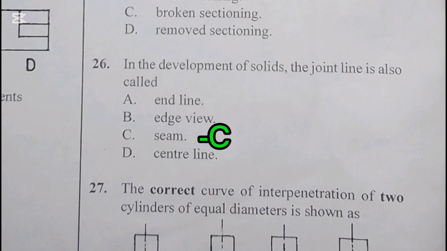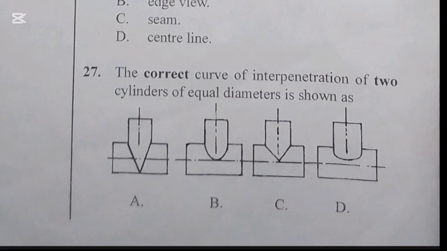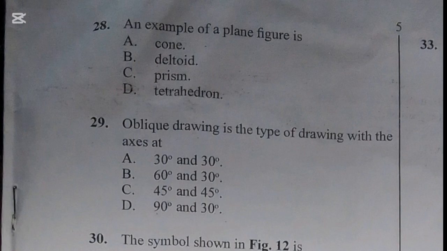Then 27, the correct curve of interpenetration of two cylinders of equal diameter is shown as C. So it's from the center there. Then question 28. An example of a plane figure is a dectoid. The answer is B.